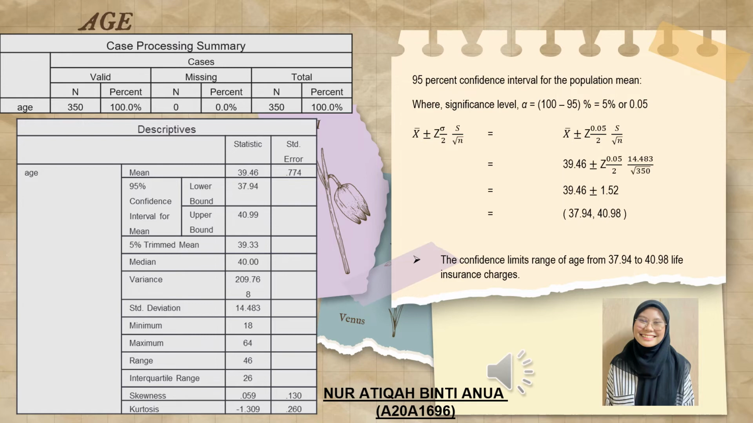37.94 and 40.90. So the confidence limits range from 37.94 to 40.90 for life insurance charges.